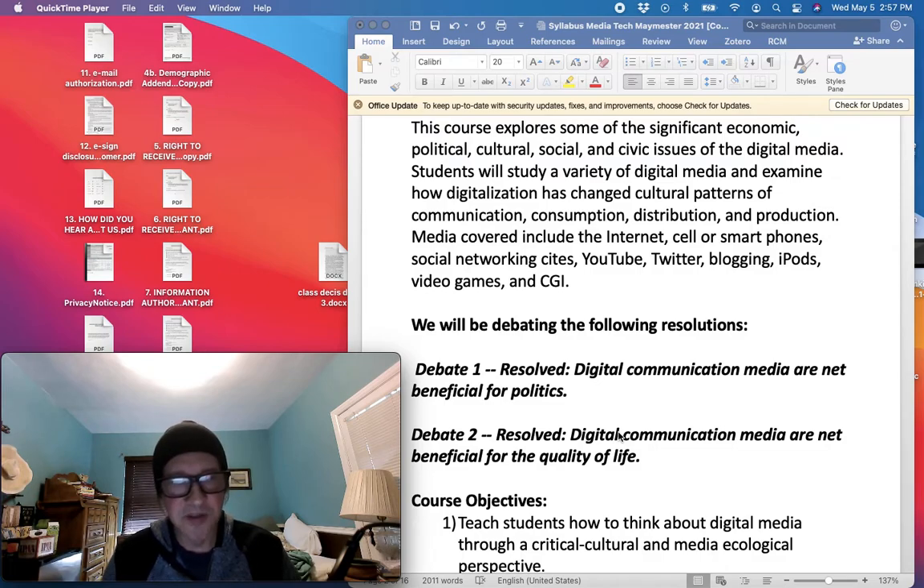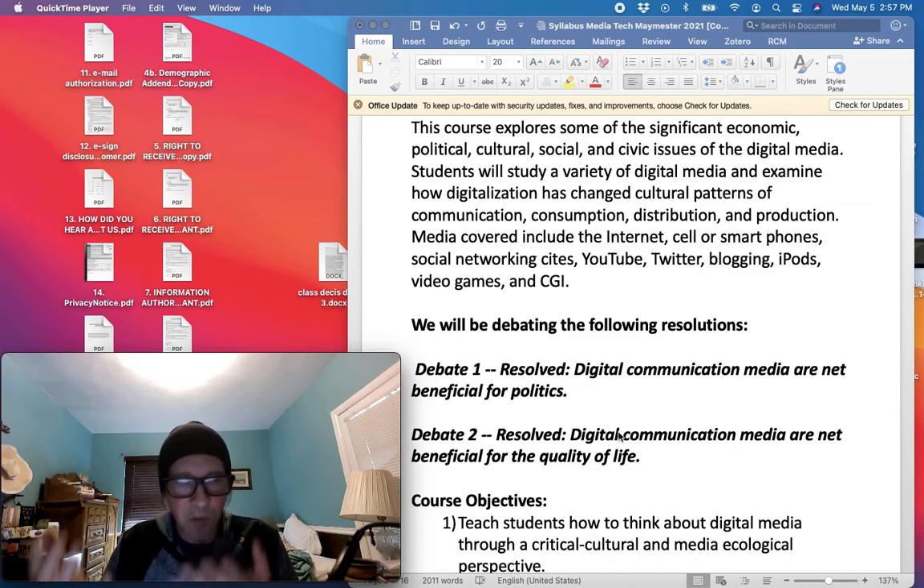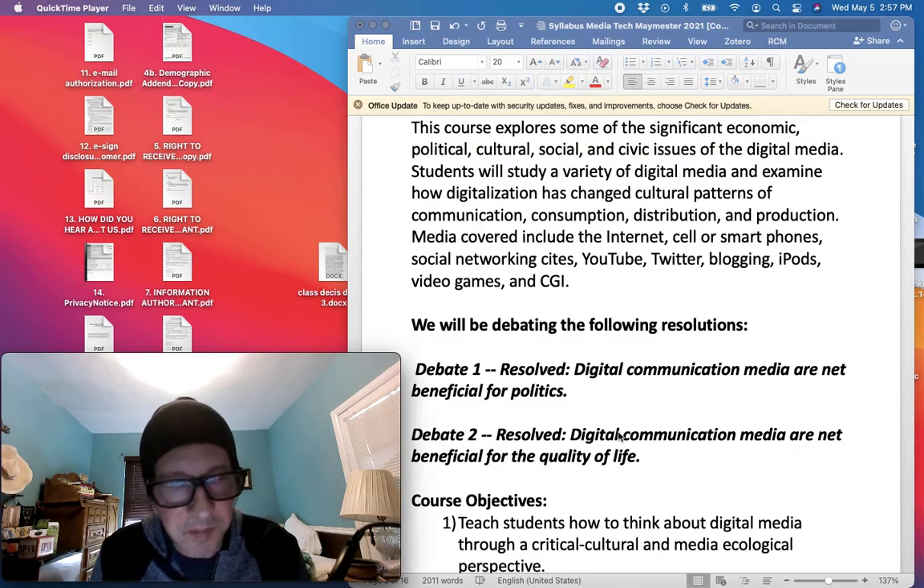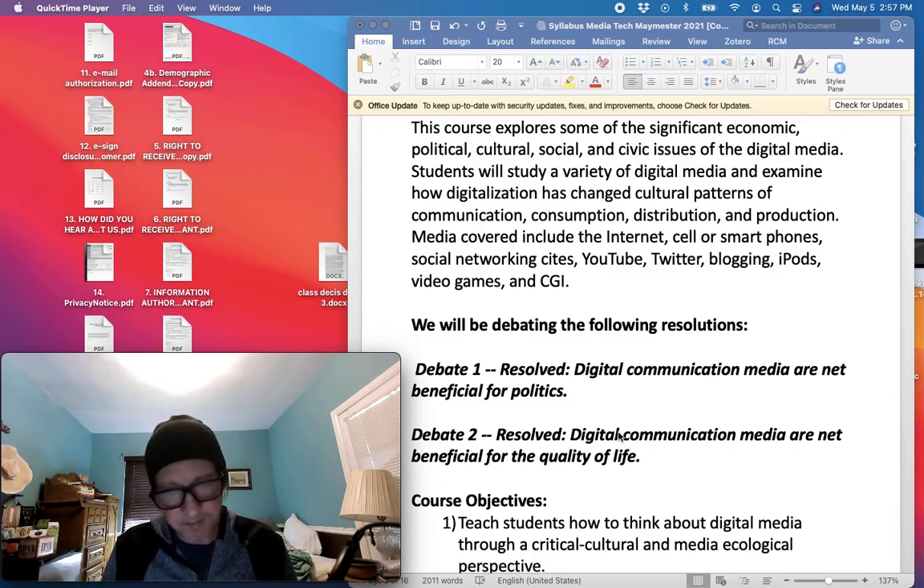Net beneficial means when you weigh the positives and you weigh the negatives, the positives outweigh the negatives. So the negative side says, no, that's not true. There are more negatives than positives. And the affirmative side says, yes, that is true. There are more positives than negatives.